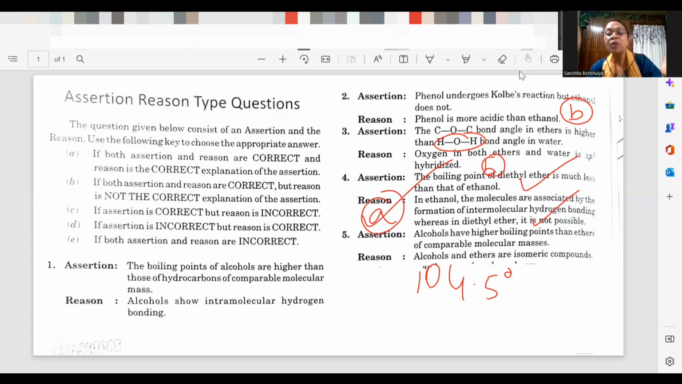And alcohols have higher boiling point than ethers of comparable molecular masses. The above question and the next one are definitely interconnected. And alcohols and ethers are isomeric compounds. You know that alcohols and ethers are functional isomers of each other. But that's not the reason for the assertion. Fine? It's because of intermolecular hydrogen bonding. So I think this was a very easy guess. B is the correct answer.